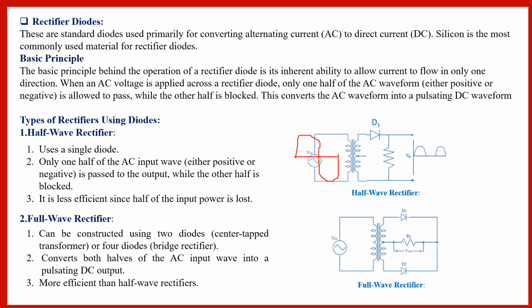The characteristics of a half wave rectifier are that it uses a single diode. Only one half of the AC input wave, either positive or negative, is passed to the output, while the other half is blocked. And because of this half rectification, its efficiency is not as good as the full wave rectifier that we are going to discuss in our next topic.